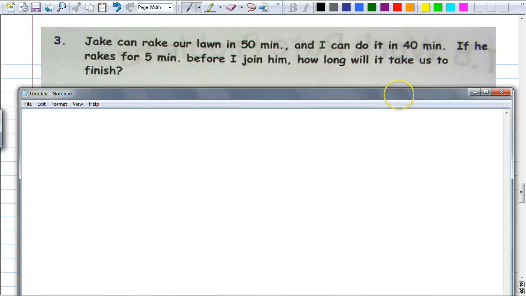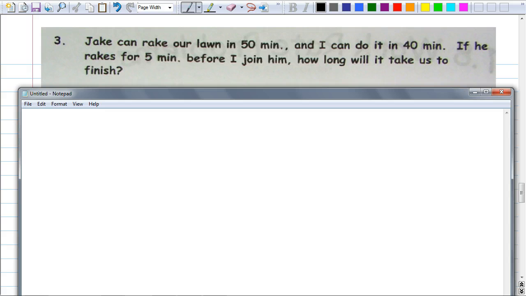So let's go to example 3, because example 2, as I said before, is very similar to example 1. You could do that yourself when we get a chance. Now, it says Jake can rake our lawn in 50 minutes, and I could do it in 40 minutes. Who's better at this job? I am this time, right? Because it takes him 50 minutes, whereas it takes me 40 minutes.